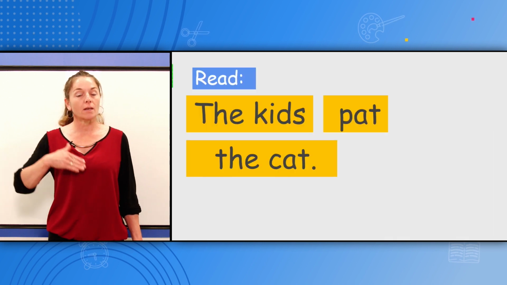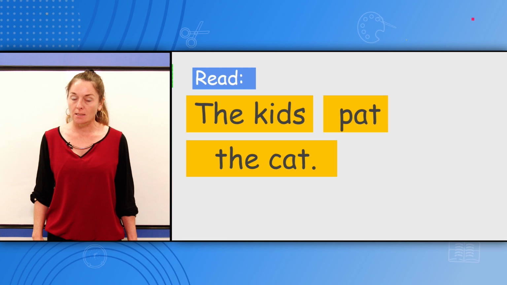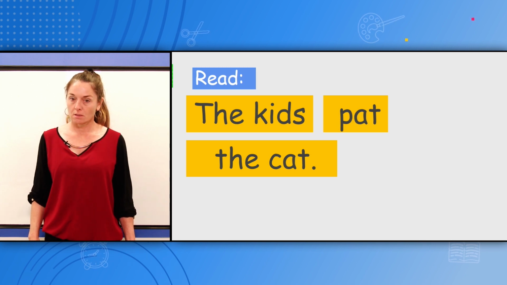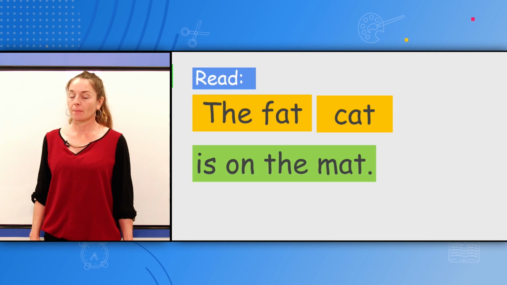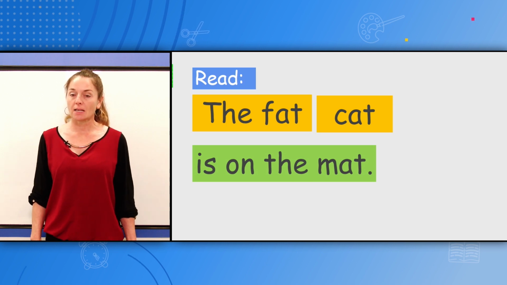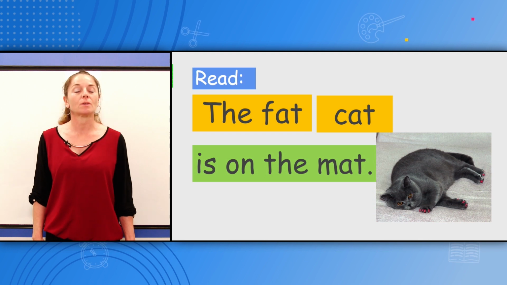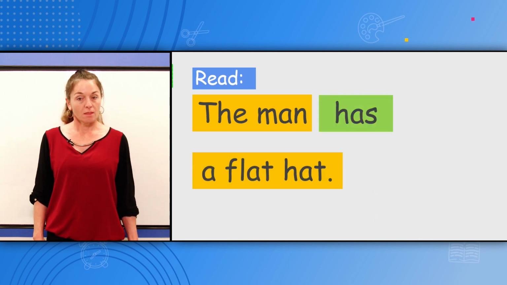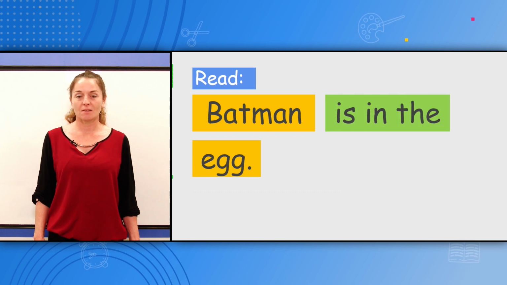Okay, now we can read longer sentences. The kids pat the cat. The fat cat is on the mat. You can read it. You understand the meaning too. The man has a flat hat. Okay, this was easy.